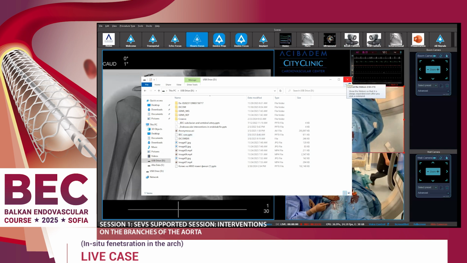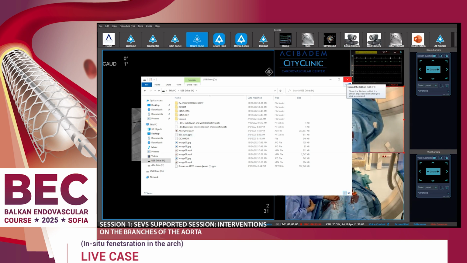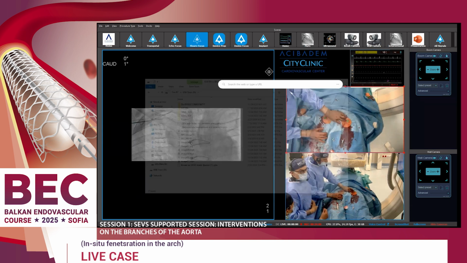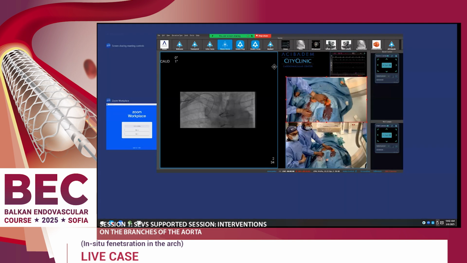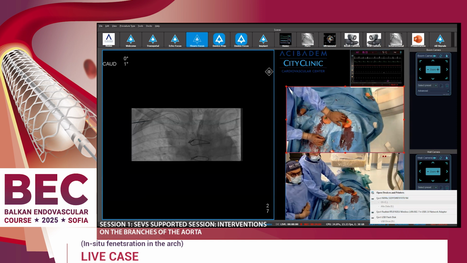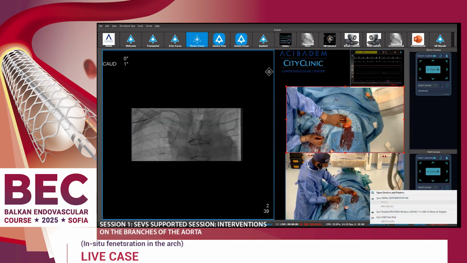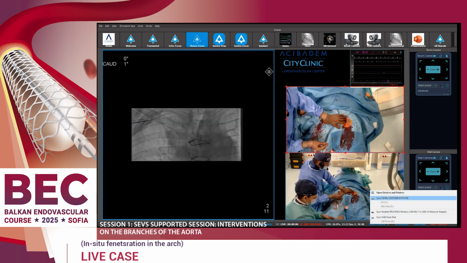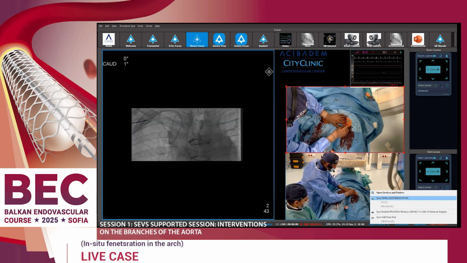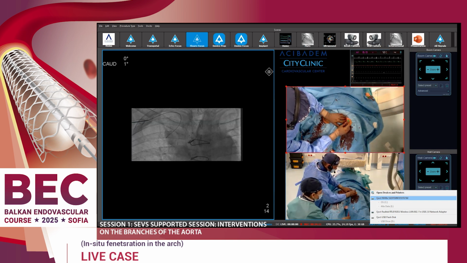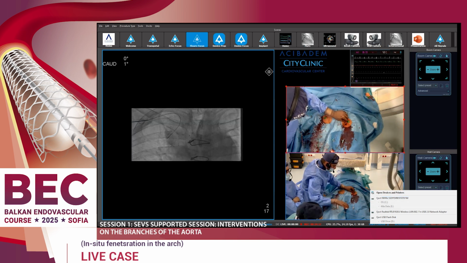Ivo, sorry to interrupt. You can ask the person that is uploading the PowerPoint to close the file explorer, because it was on the screen. Good. Let's wait a few seconds until the PowerPoint is uploaded, in order to have a more detailed explanation of the case by Dr. Vasiliev.